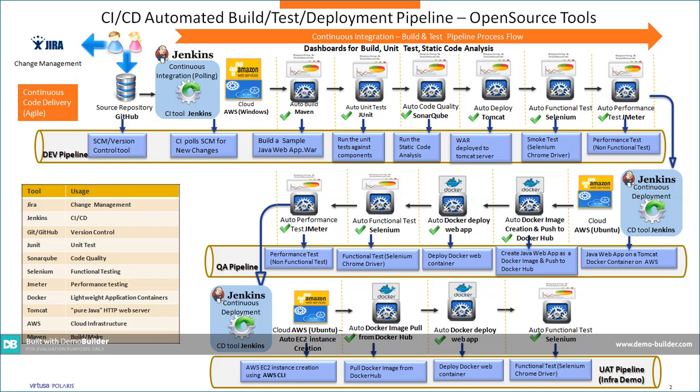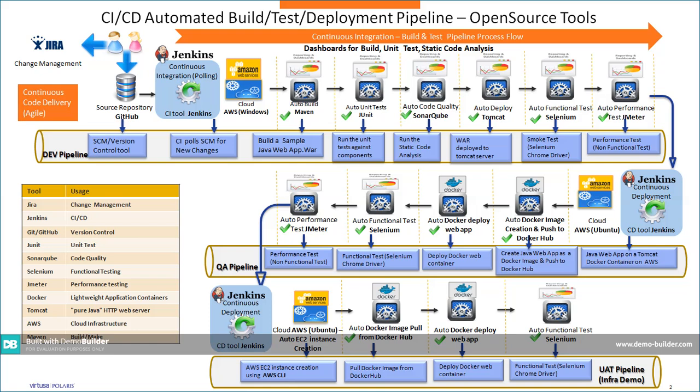So Jenkins, which is a continuous integration tool, will continuously poll this centralized GitHub repository. So as soon as it finds a change is committed into this Git repository, it will automatically trigger the Maven build. So once this Maven build is completed successfully, unit test is initiated, and then the SonarQube is initiated for the static code analysis.